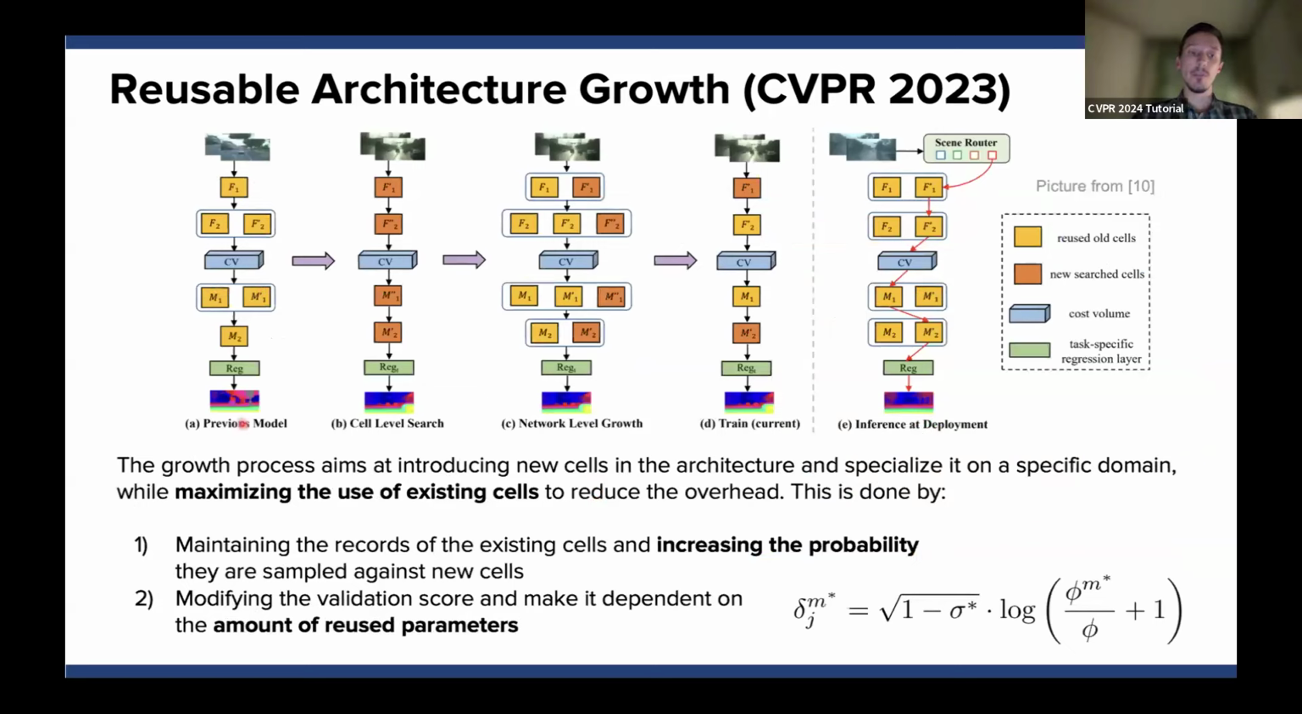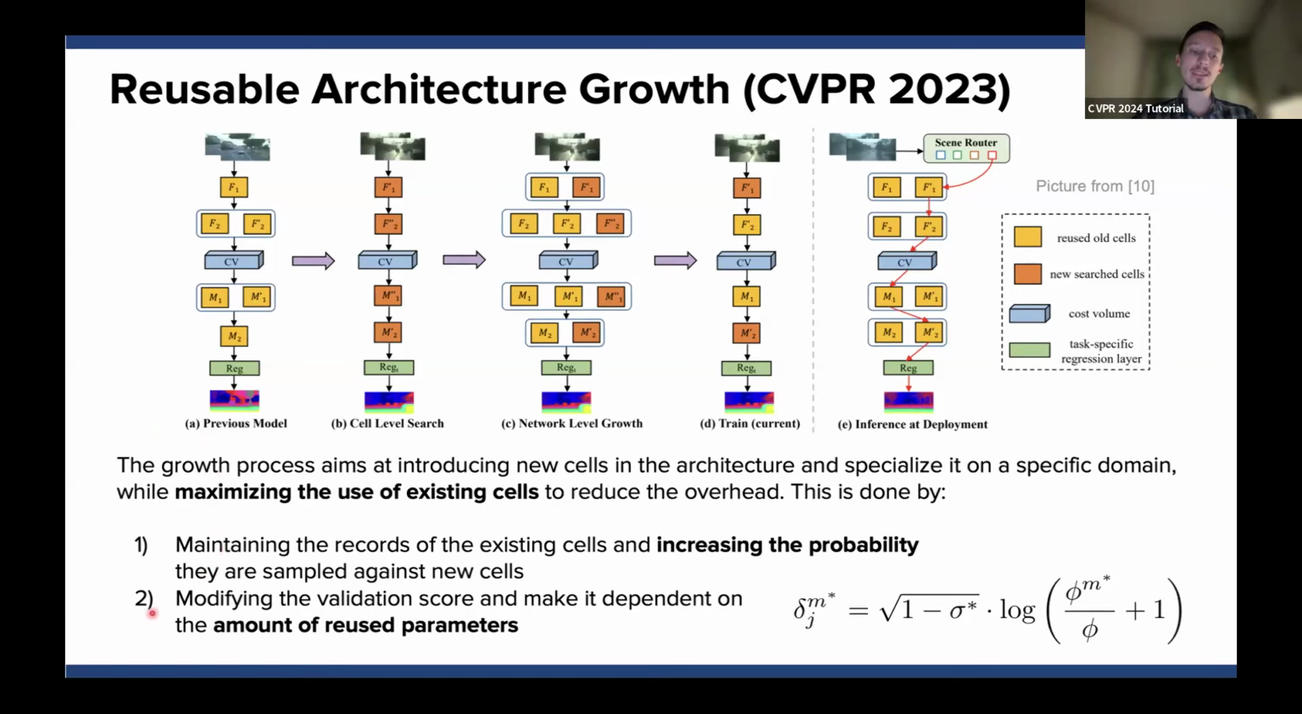And this is how the framework looks. So we start from an initial model and we run a neural architecture search. But probably, if you are familiar with this kind of approach, neural architecture search is very complex and time consuming. So the authors designed some efficient strategy to minimize the amount of configurations to be searched during the adaptation process. In particular, during the search process, they maintain a record of the existing cells that have already been tried, and they increase the probability of sampling these cells again, in particular those that were already available from the pre-trained model.